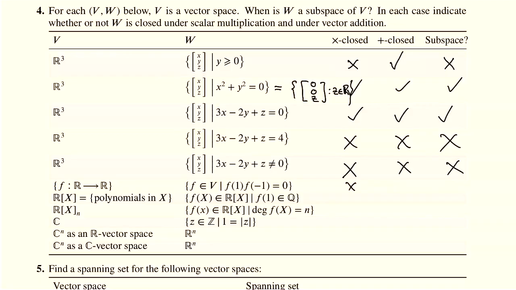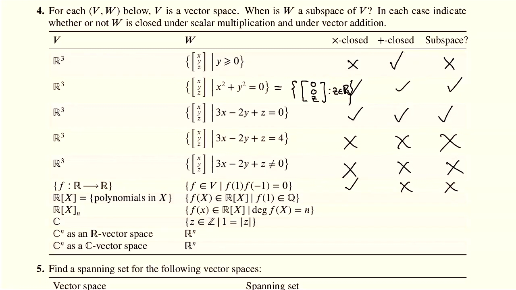Exactly. Either f of 1 or f of minus 1 is 0. But when you add two such things, that won't be the case. Because you could add one that was 0 here and one that was 0 on the other one, and then the sum won't be. So I meant to put a tick here. It is closed under multiplication, but not here.